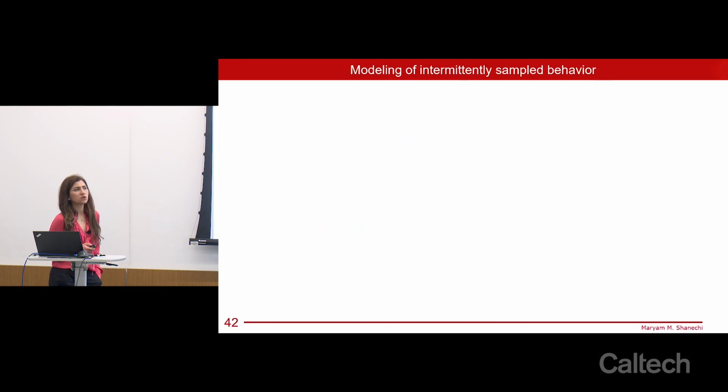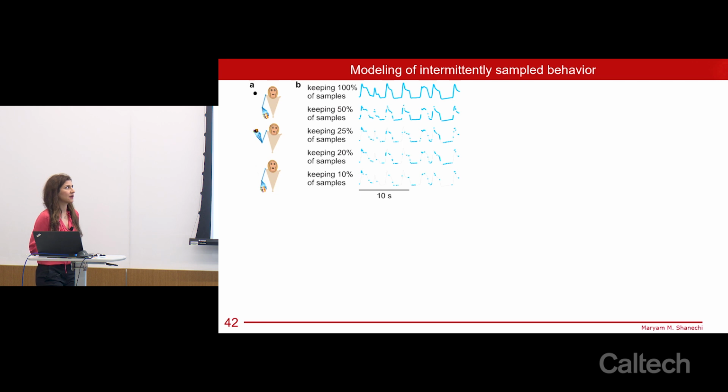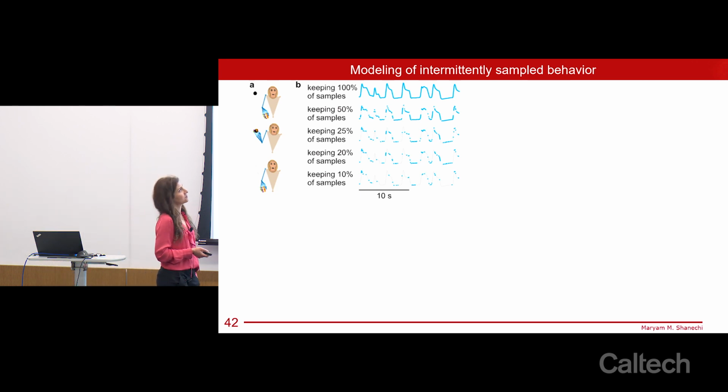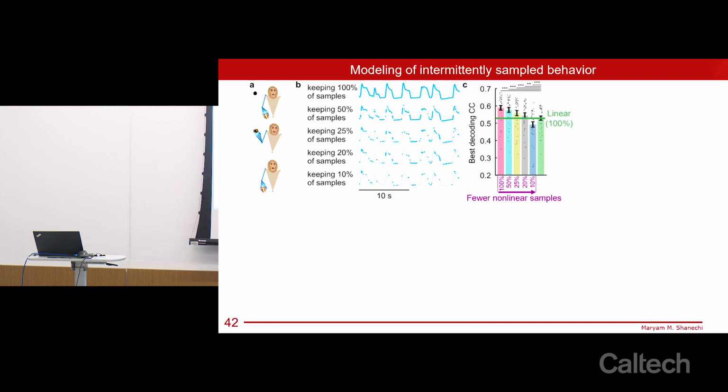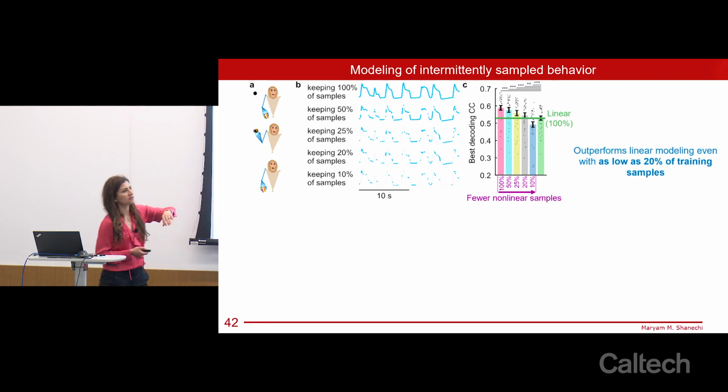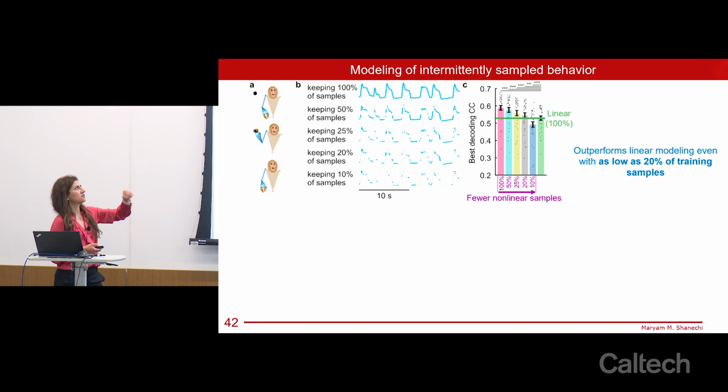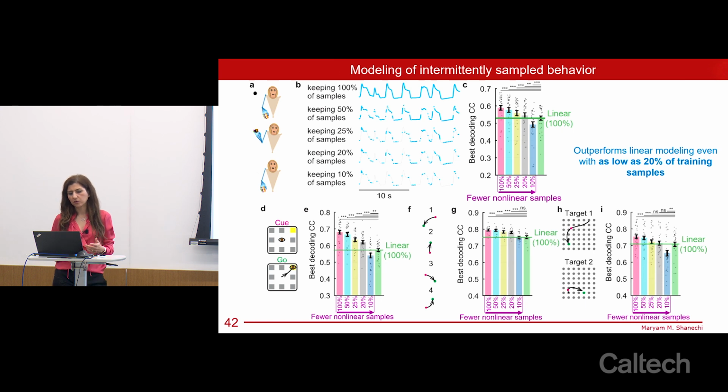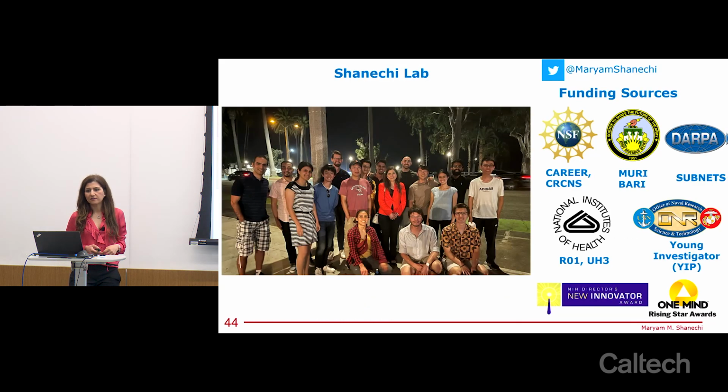What I didn't show you was the intermittently sampled behaviors. To show you that intermittently sampled behaviors also work, we just drop samples in our training set when we train this nonlinear model. And you can see that even when we drop 80% of the behavior samples in the training set, we still do better decoding compared with linear PSID. So the intermittent sampling also works, and this holds for all of our data sets. Okay, so that's the last use case.